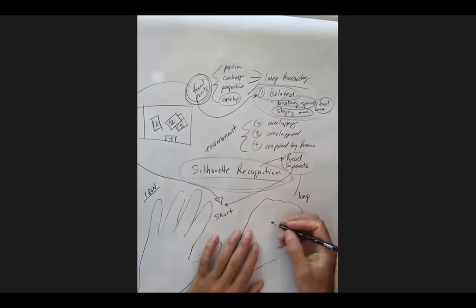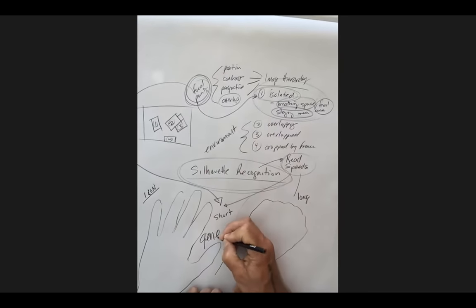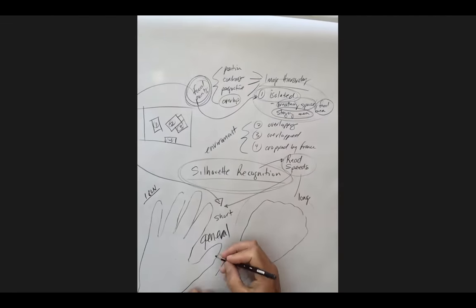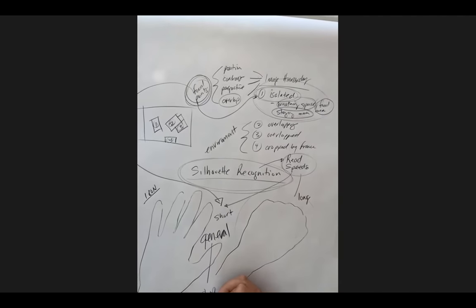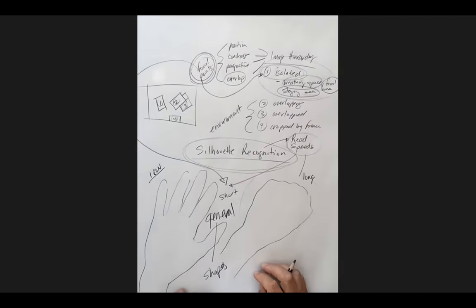We're very good at recognizing general stuff, right? And general stuff being really basic shapes, that take a short period of time to recognize.